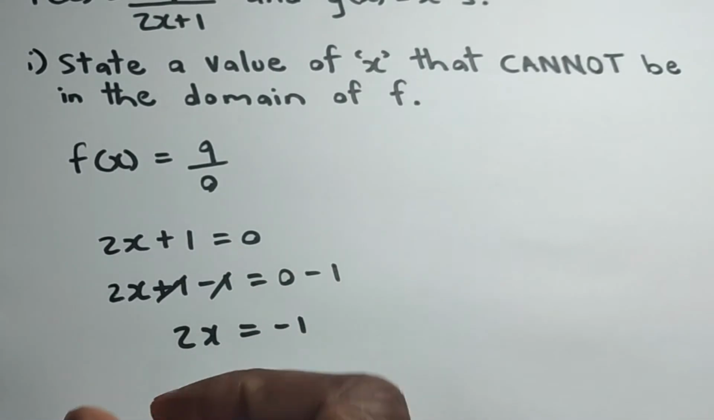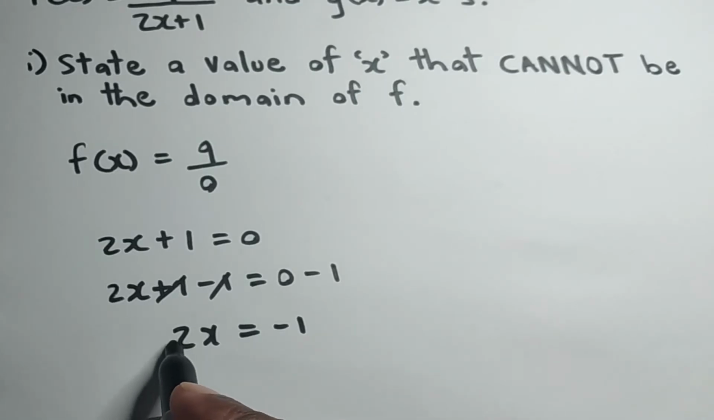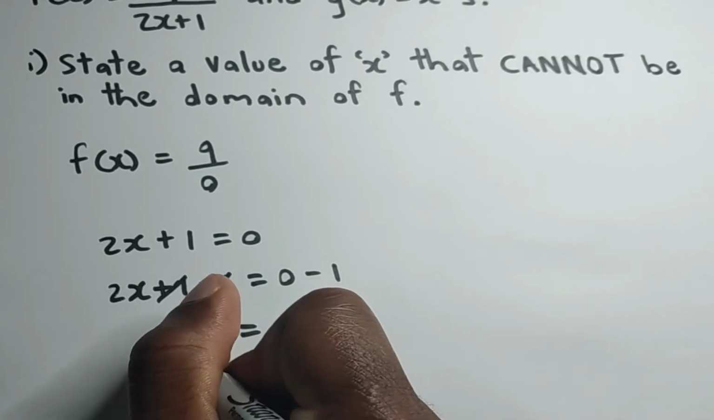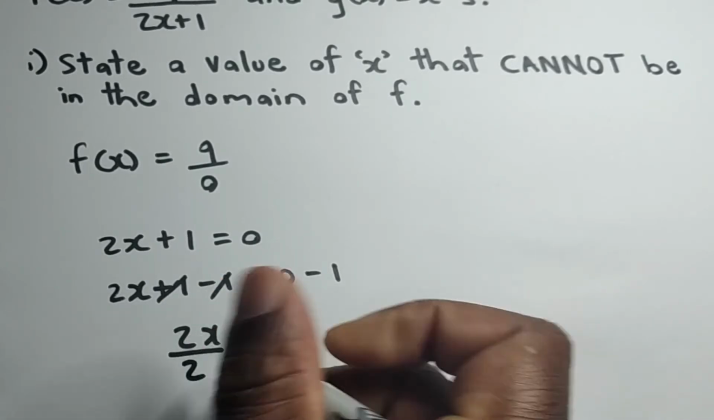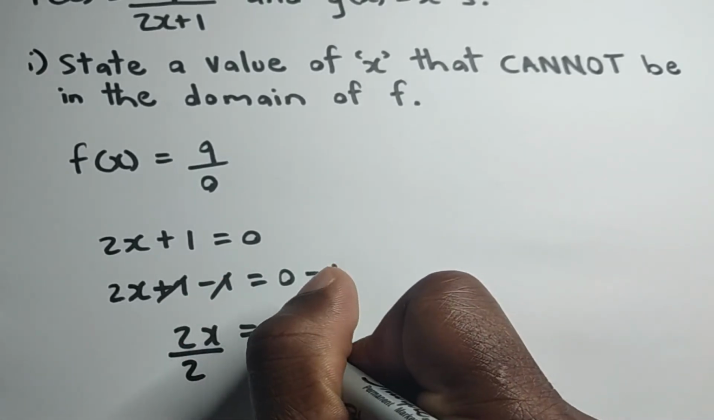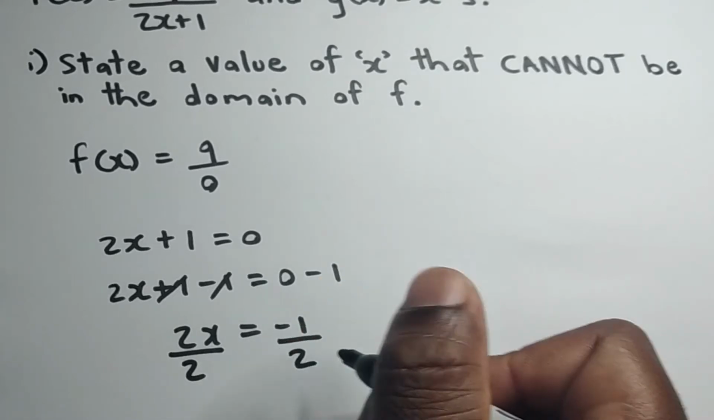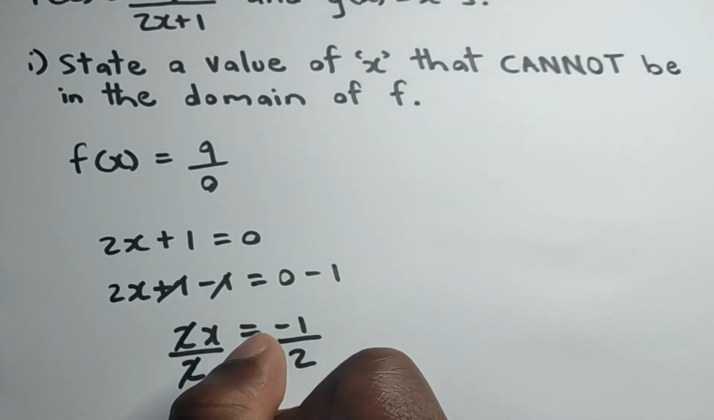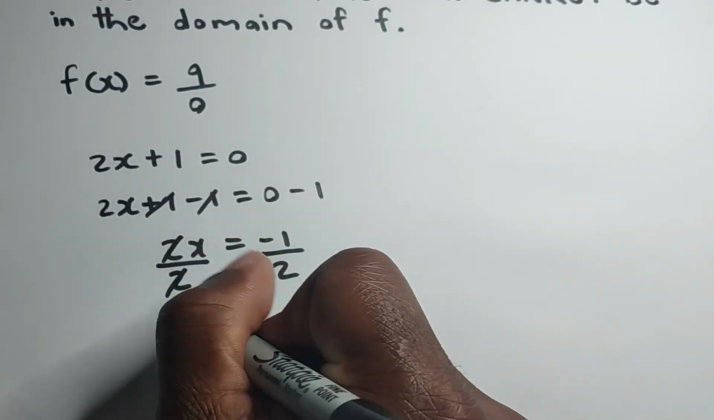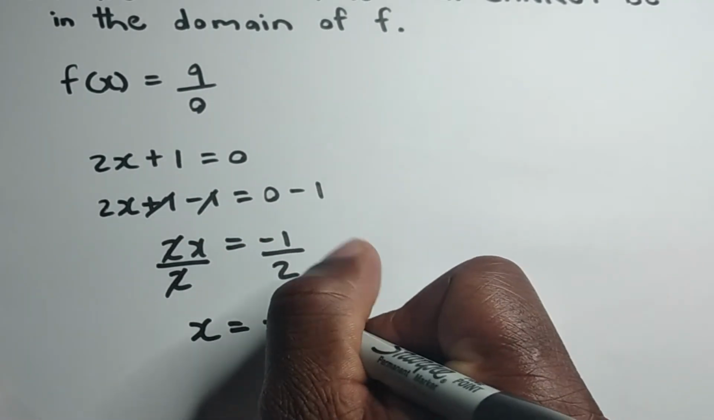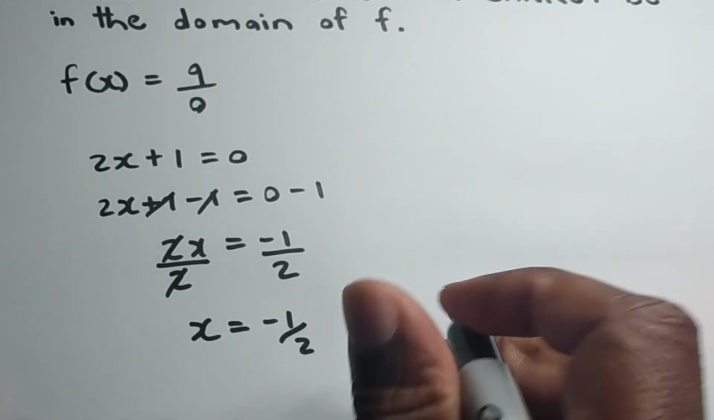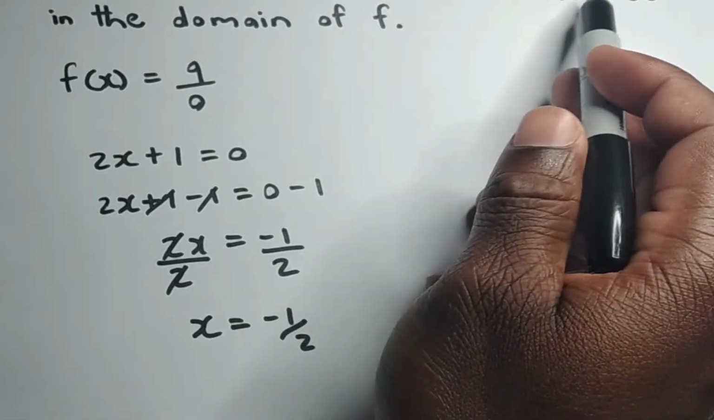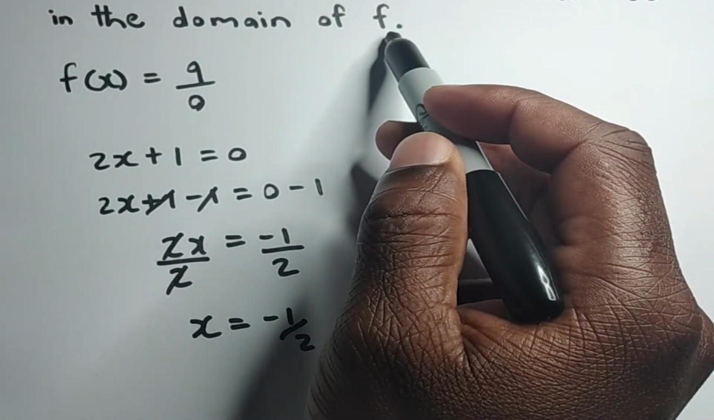That's minus 1. And now, because we have 2 times x, we're going to do the opposite of that, which is to divide. The opposite of multiplication is division, and we have to divide both sides to keep the equation balanced. So 2 cancels 2 here, and we get x is equal to negative 1 over 2. So this would be the value of x that cannot be in the domain of f.